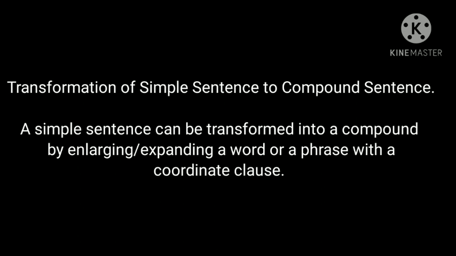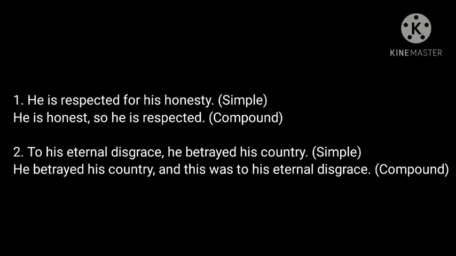Now, what are coordinate clauses? A coordinate clause is a clause that is introduced by one of the coordinating conjunctions. Therefore, we can say a compound sentence is joined by one or more coordinate clauses to the main clause. So now let us understand this with an example. Here a simple sentence is given: he is respected for his honesty. So this is a simple sentence having a subject, a predicate with a finite verb.